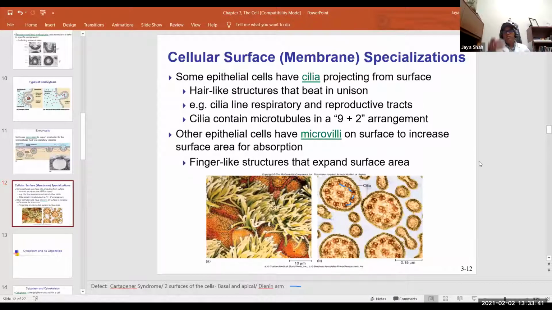On other epithelial cells, particularly in the GI tract, in your small intestine, the apical surface of the plasma membrane of the cells in the wall of the GI tract will have infolding of the plasma membrane, but those infoldings are smaller and there are no microtubules. There are only microfilaments inside. And that is called microvilli. Microvilli on those epithelial cells increase surface area for the epithelium, and that is essential for fast absorption. Okay, so microvilli are finger-like structures that expand surface area for increased absorption. Where do you find this kind? In your GI tract, in your kidney, those are the areas where you need absorption, particularly your secretion.